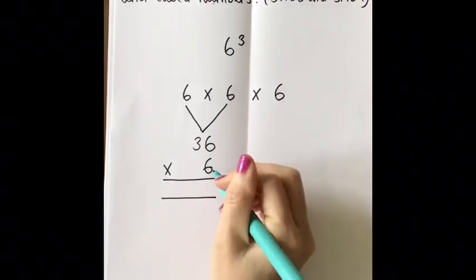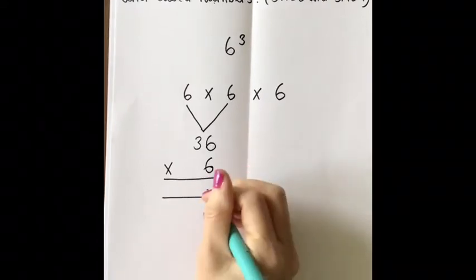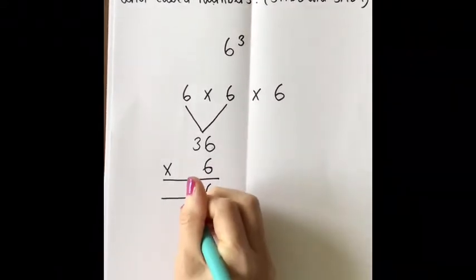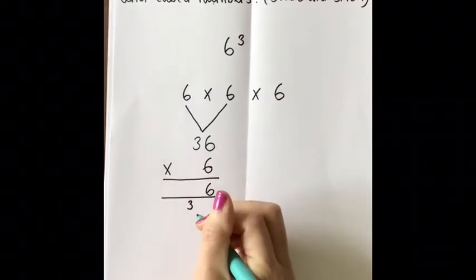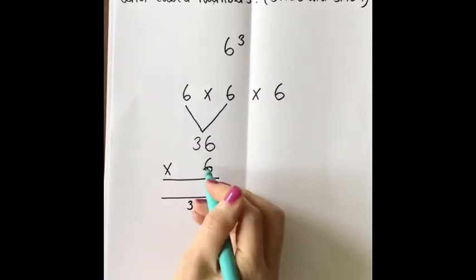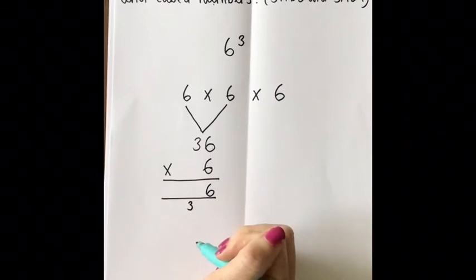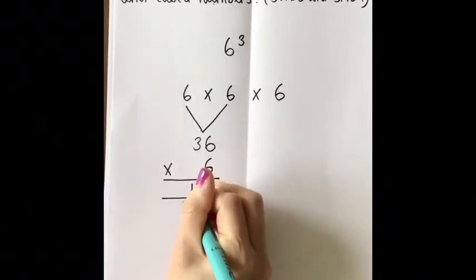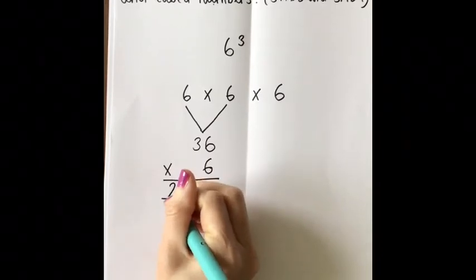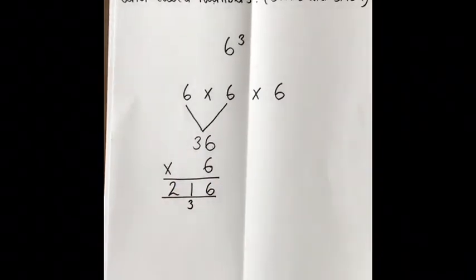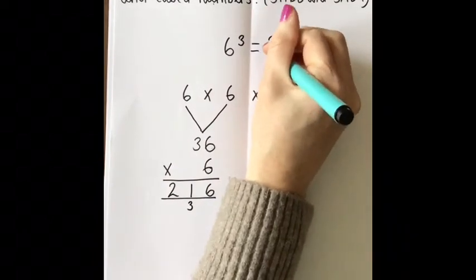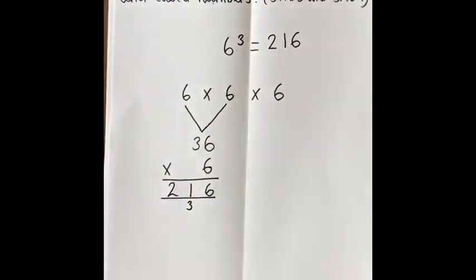So let's have a look at the first one. 6 times by 6 is 36. So we put the 6 in the units column and we carry the 3. 3 times 6 or 6 times 3 is 18, but we need to add the 3 on here, so that's going to be 21. So we put the 1 in the tens column and we end up with 216. Therefore, 6 cubed is 216.